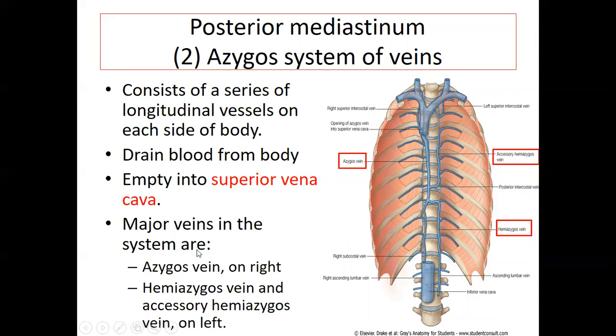The major veins in this system are the azygous vein on the right side, and on the left side we have the hemiazygous vein and also the accessory hemiazygous vein. That is the azygous system of veins present in the posterior mediastinum.